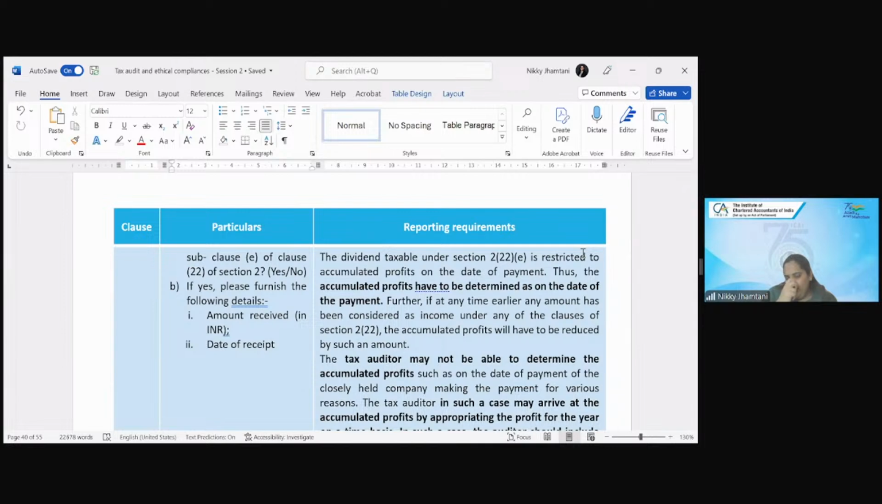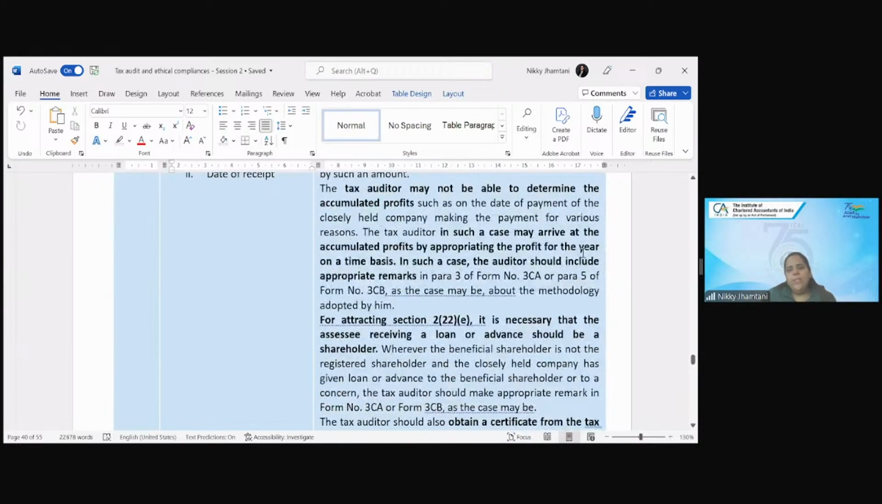The tax auditor may not be able to determine the accumulated profits as on the date of the payment of a closely held company, making the payment for various reasons. The tax auditor in such a case may arrive at the accumulated profits by appropriating the profit for the year on a time basis. In such a case, the auditor should include appropriate remarks in para 3 of 3CA or para 5 of 3CB.